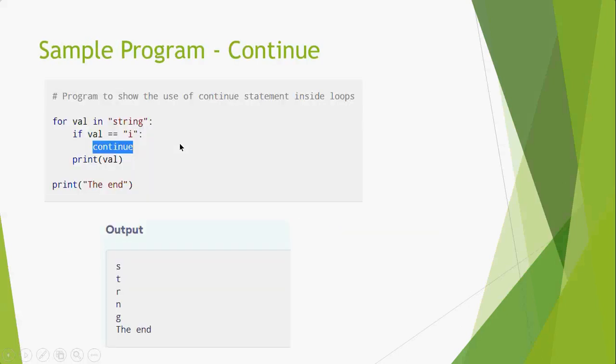So for example, this is a program to show continue statements inside loops. For val in a string, if val equals i, just do nothing, just continue. The output of the program would be strng, because if it is i, I'm not asking it to do any operation, I'm just asking it to proceed further. So this is how the continue statement works.